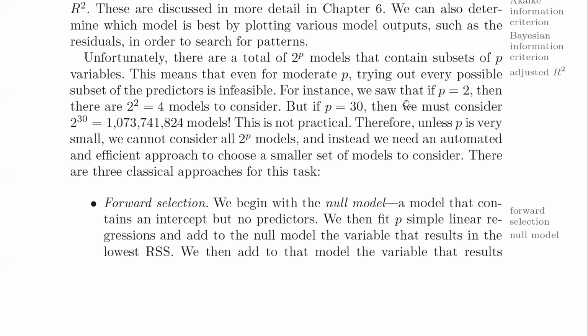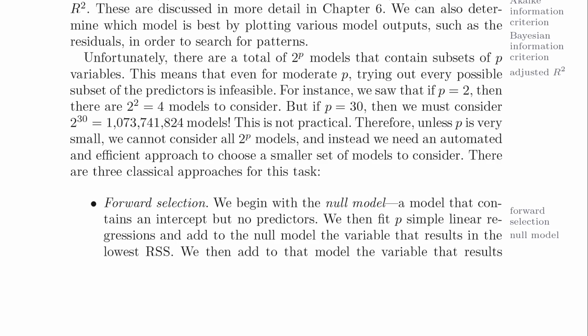This means that even for moderate p, trying out every possible subset of the predictors is infeasible. For instance, we saw that if p is 2, that's quite manageable, right? 4 models to consider. If p is 30, then we must consider 1 billion models. This is not practical. Therefore, unless p is very small, we cannot consider all 2 to the p models, and instead we need an automated and efficient approach to choose a smaller set of models to consider.